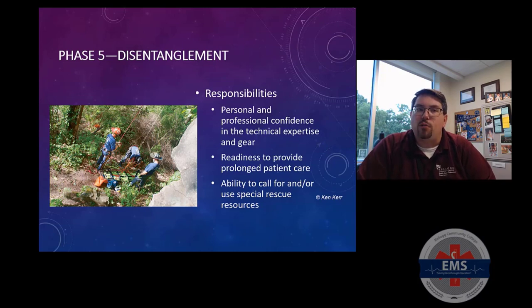We also know that we need to have a readiness to provide prolonged patient care. Not always is the disentanglement going to be something that happens within an hour, within 3 hours. It could be even longer before that patient is able to safely be removed from the environment and then prepared for transport. So be prepared to have that prolonged patient care. And you may have to think about long-term resources for that patient rather than the acute, short-term things we typically deal with in the pre-hospital setting. Lastly, we need the ability to call for and/or use specialized rescue resources. Again, that goes back to knowing your limitations and being able to ask for assistance when it's indicated.